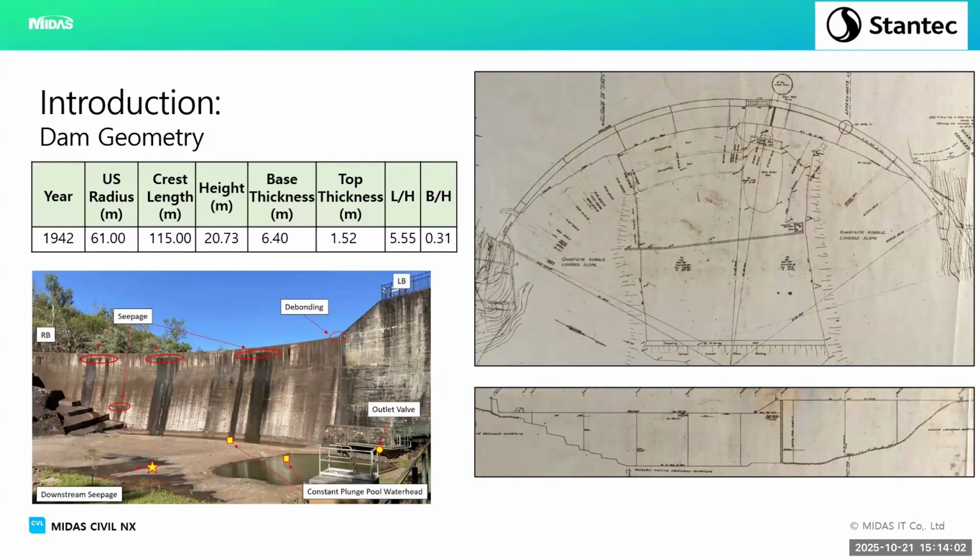There's also seepage on the downstream apron, which shows you there are pore pressures, artesian pore pressures. So the uplift function is not going to be exactly like design. So just by observation, you can make these prejudgments of analysis. For example, there's debonding at the top. I could expect quite a lot of arching stresses to be there, and that would probably cause that debonding.